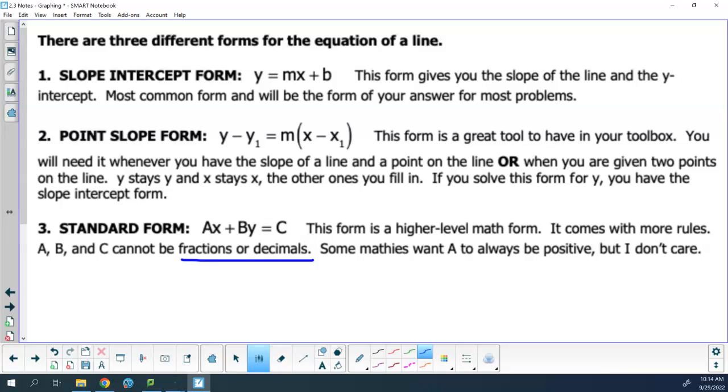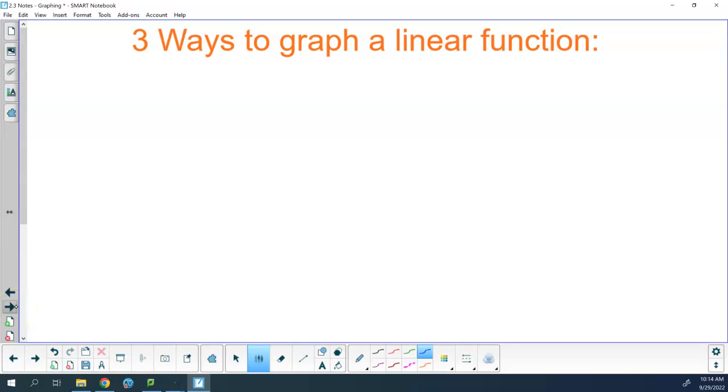Now, you will be given equations in all three forms, and then you will be asked to graph the line. It is easiest to graph the line in slope-intercept form. So if you take your equation and solve it for y, that is the easiest way to go about graphing it. But that's not the only way to go about graphing it. There are others.